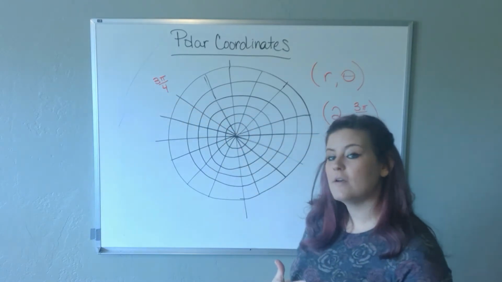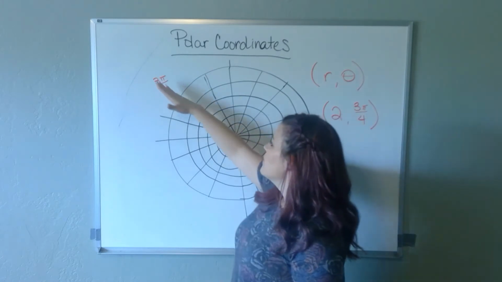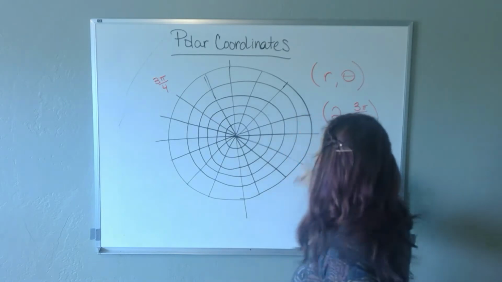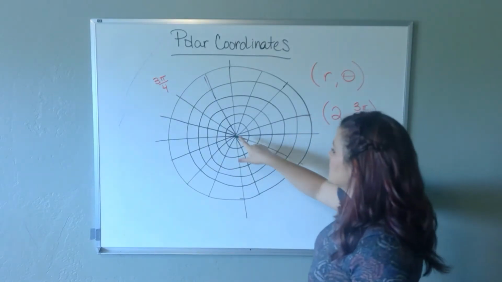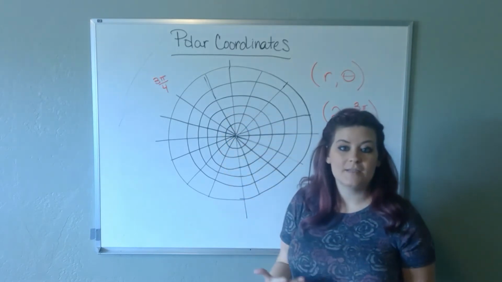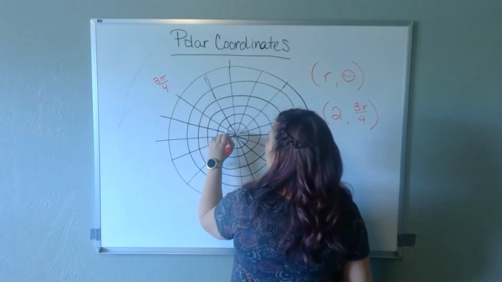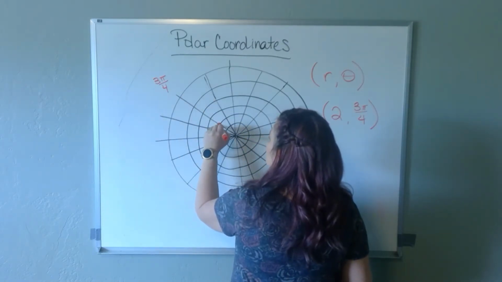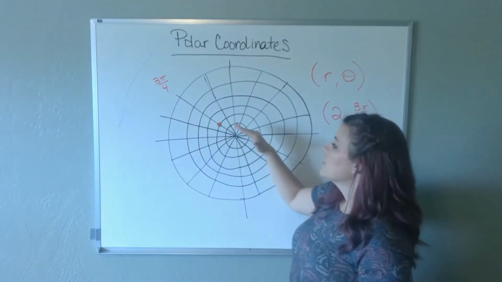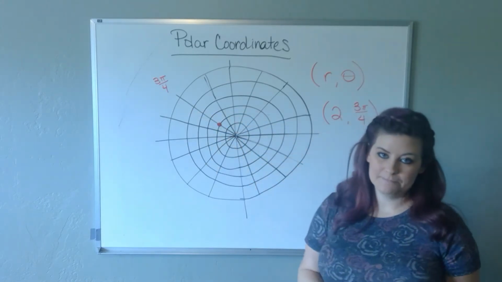You guys, what I know is that because my theta is 3 pi over 4, my point's going to lie along this line somewhere. My r is 2. That tells me from the origin, I'm going out to the second circle here. That's a radius of 2. So if you're on the 3 pi over 4 angle, go out 2 circles with the radius 2. Here is your point. So find the angle, go out that many circles as r tells you to, and there's your point in the plane.